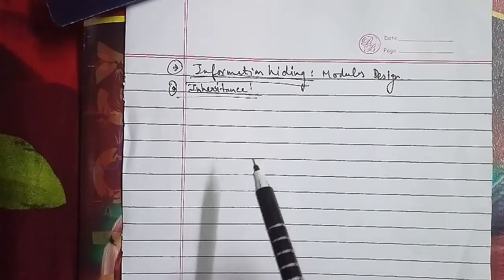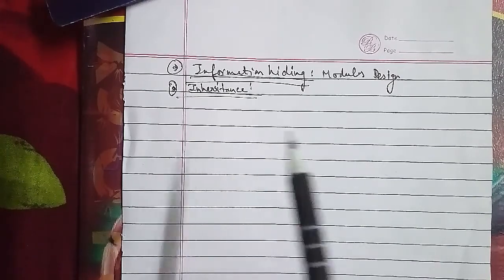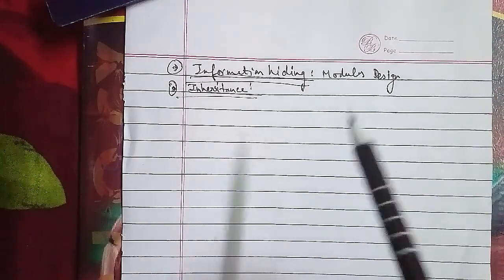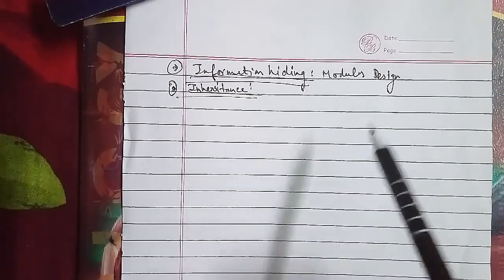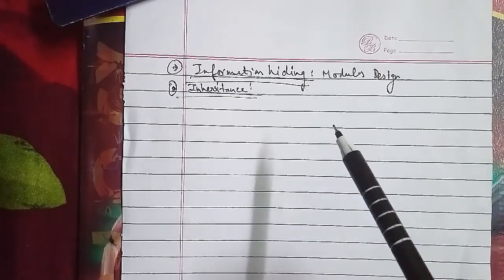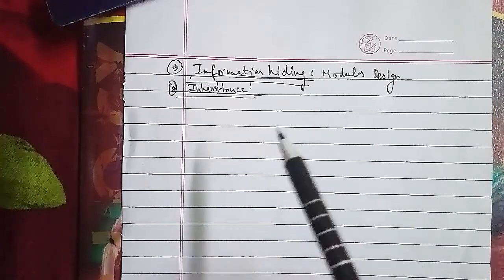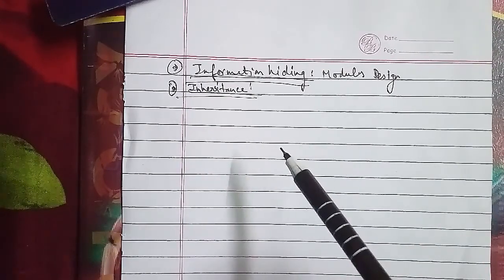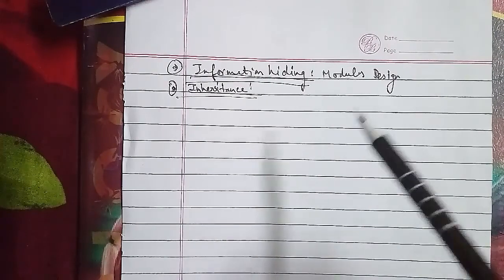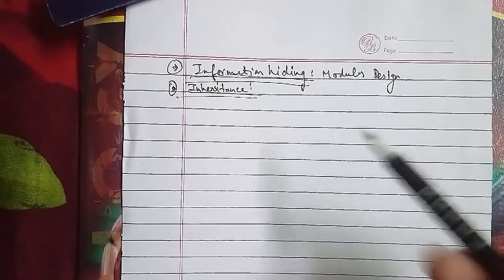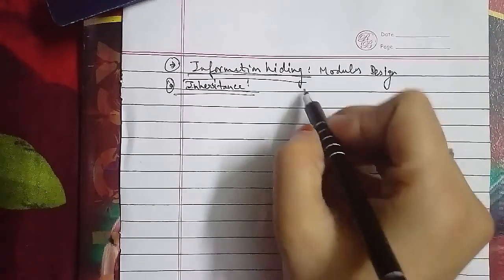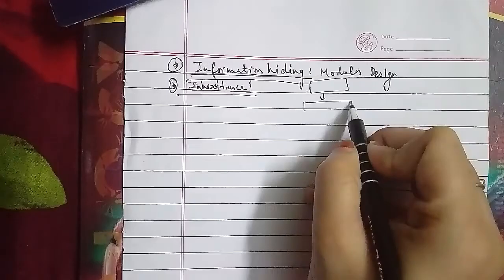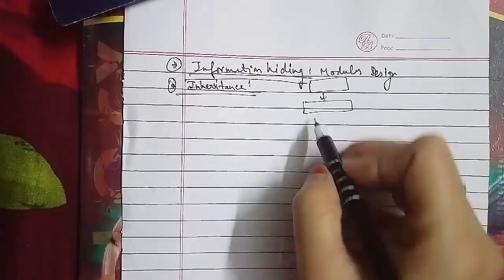So let's go ahead with a flow diagram in reference to inheritance here. In this, that is your base, that comes under the derived 1, and that is your derived 2, and this is your derived 3.